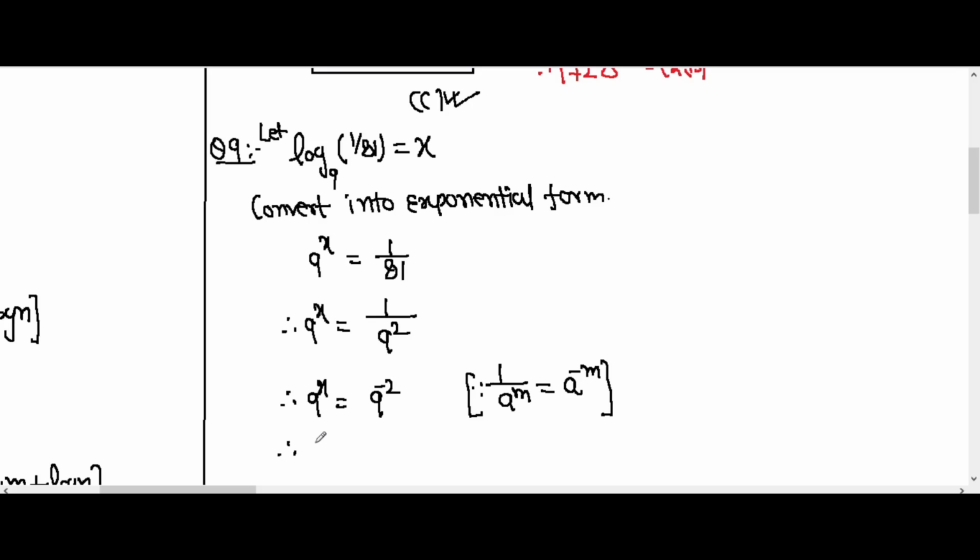Here we have to find log of 0.625 at the base of 2.